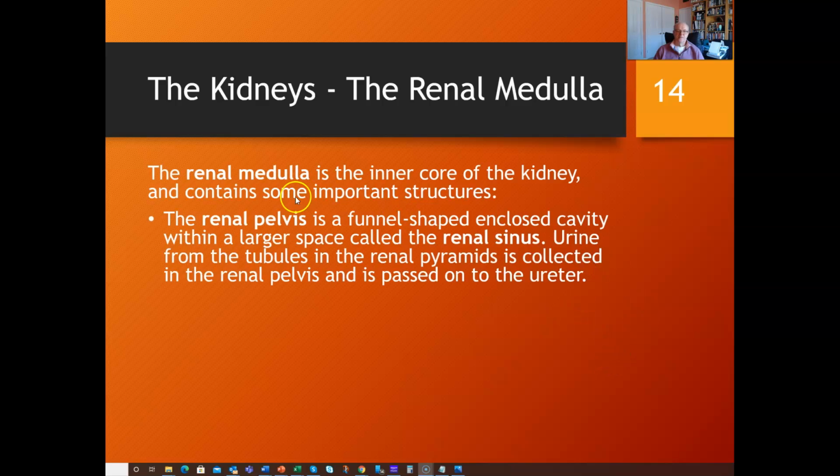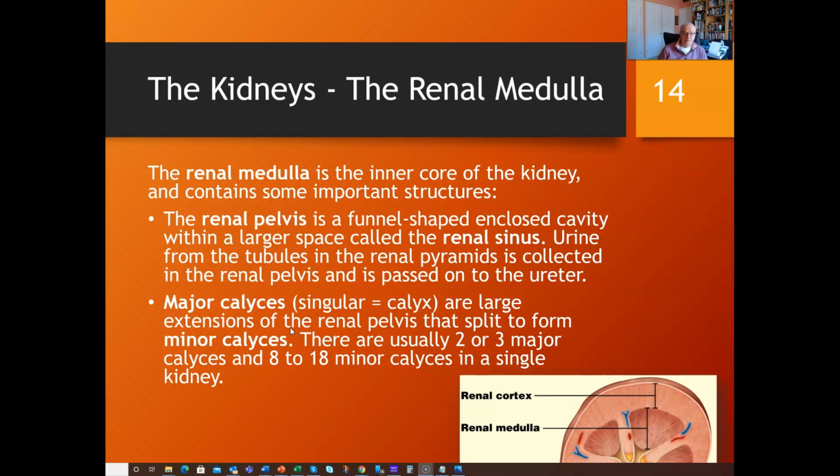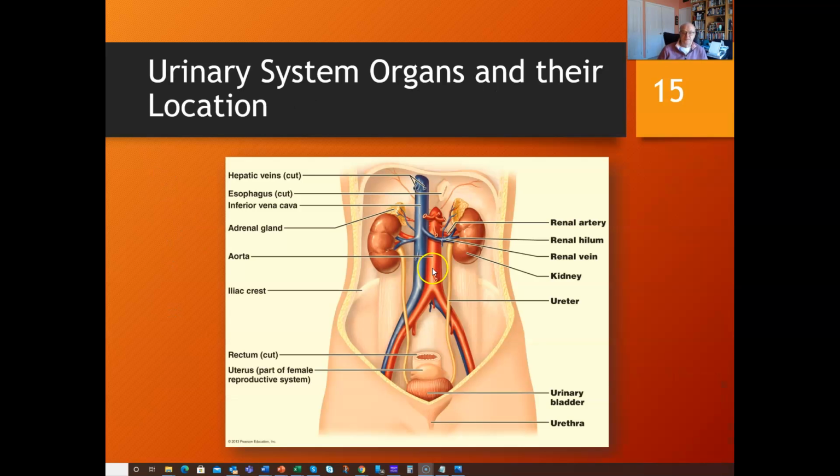So the renal pelvis is funnel shaped, and it basically drains the kidney into the ureter. And you have major calyces and you have minor calyces, and they vary in number depending on the person. So all sorts of different variations.